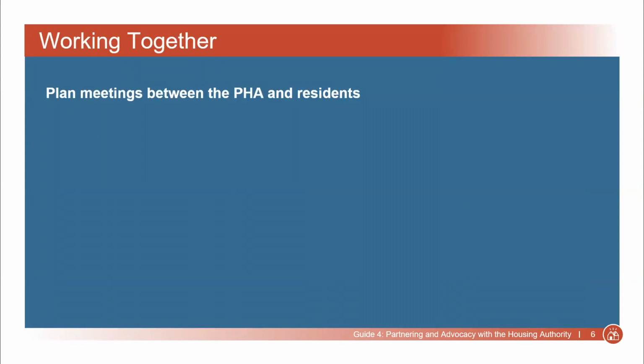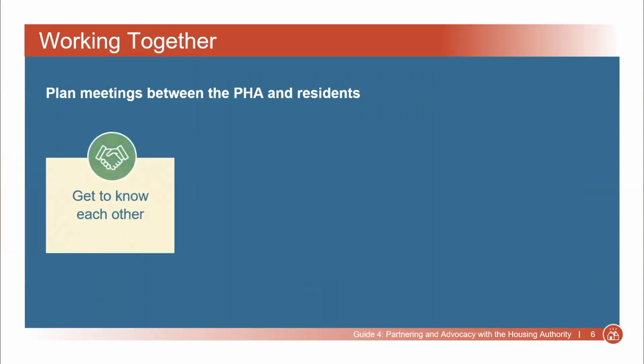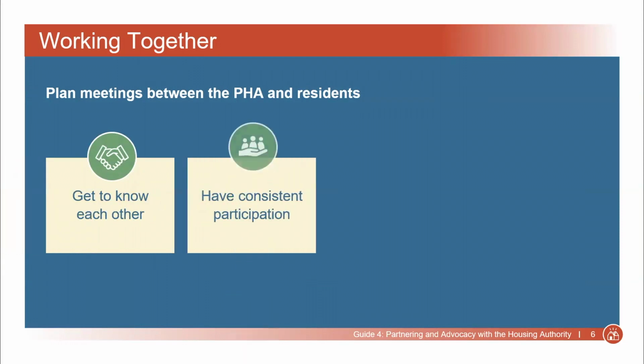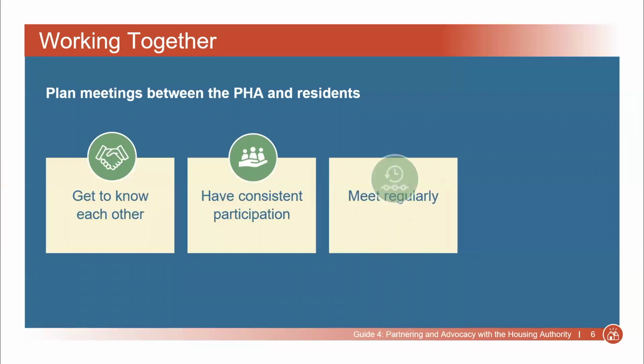Once your resident council has an idea of what issues are most important to residents, contact the PHA to plan a joint meeting. Get to know each other. Find out why people are involved and more about who they are. Have the same people participate regularly to make progress. Have a standing, regular meeting, for example, the first Monday of each month at a certain time. Some groups like to alternate. One month the board meets with management, the next month is open to all residents.